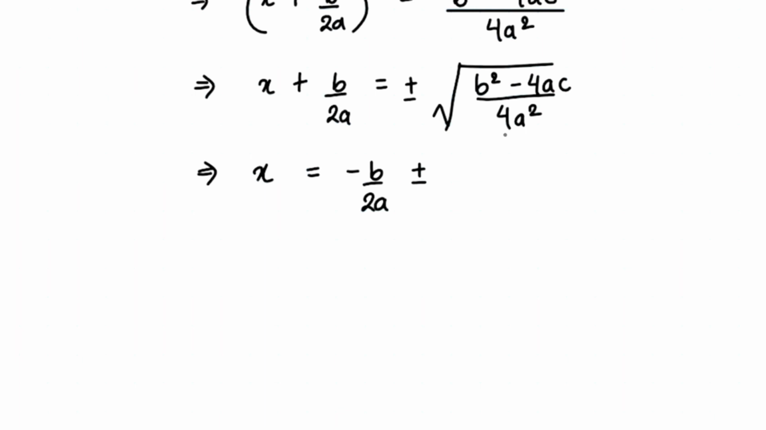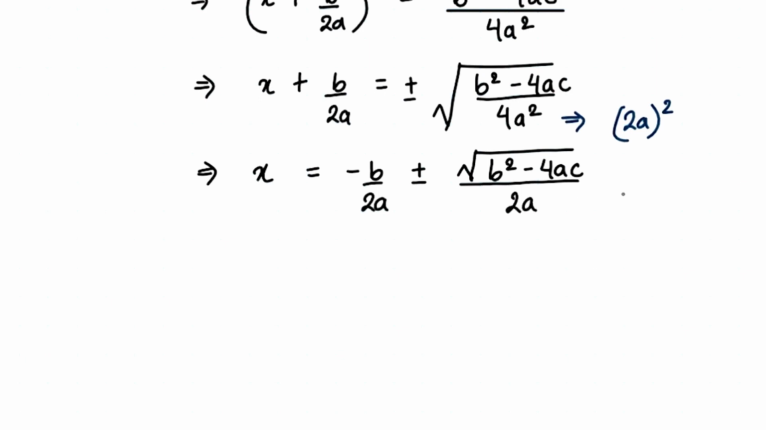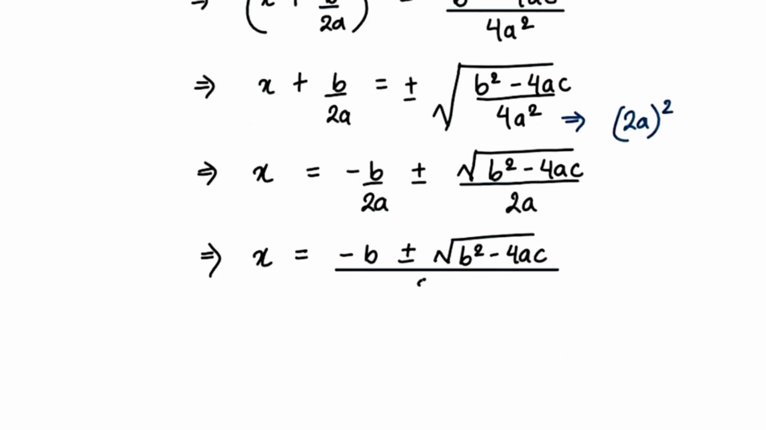And then from this square root, I'm going to take out this 4a square, okay? So we have our square root b square minus 4ac over here divided by 4a square, which is the whole square of 2a. So if we do 2a whole square, we get 4a square. And so we can take out the 2a from the square root and we have our 2a over here. And now we can write this as, so we have our x here equals, so we have common denominator 2a over here. So we can add and subtract these numerators and we get minus b plus minus square root b square minus 4ac by 2a.